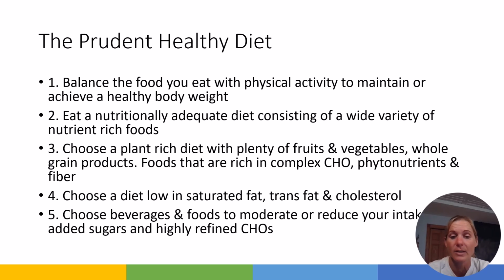So again, plenty of fruits and vegetables and whole grain products, foods that are rich in complex carbohydrates, phytonutrients, and fiber. We think about good options for whole grains, so things like oatmeal, whole wheat pasta, brown rice, or a nice dense whole wheat bread. Those are all going to be rich in complex carbohydrates and full of fiber, which are going to allow us to improve colon health and lots of other benefits as well.